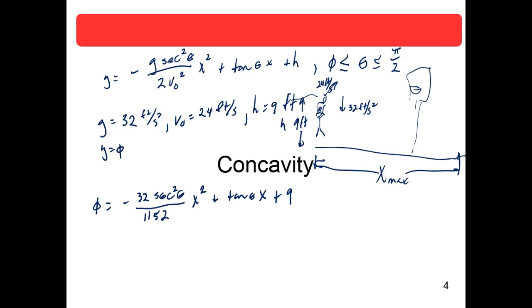Now you can simplify it some. They claim, and I think they're probably right, that 32 will go into 1152. See if you get that it does. Is it 36? All right, that's exactly what they got. So that'll go into that 36 times. So there's our equation: minus secant squared over 36 x squared plus tangent theta x, plus 9 is equal to 0. I've got 0 on the other end.